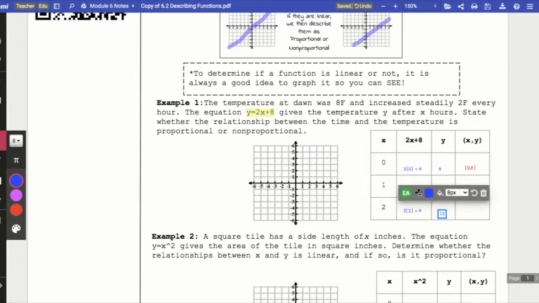We know it's a linear relationship because it's increasing by 2 each time, so that kind of makes it easy. So then I'm going to write my ordered pair: (2, 12) is my third point that I'm going to graph.